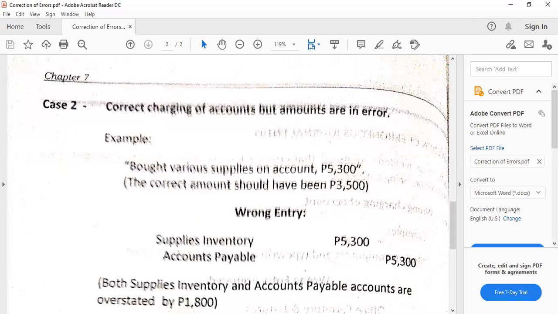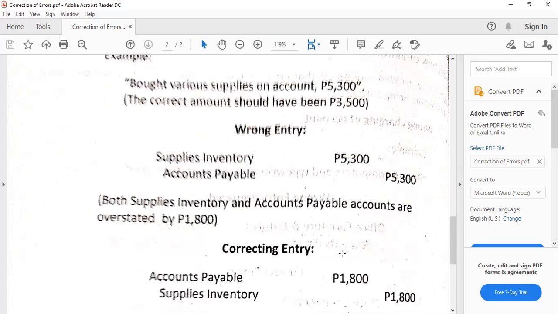So here's the transaction. The company bought various supplies on account for 5,300. Without looking at the discussions, can you determine what should be the correct entry? It should have been a debit to supplies or supplies inventory, and then we credit accounts payable. 5,300 was the wrong amount, but the correct is 3,500. Anyway, so this could be misleading. The correct amount should have been 3,500.